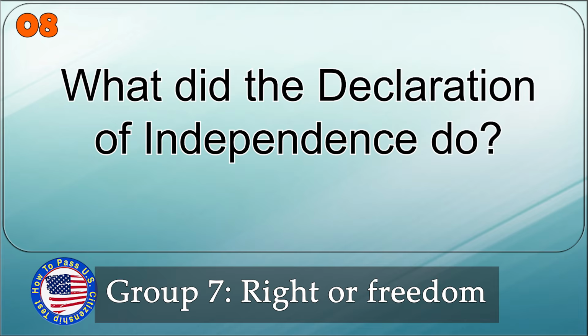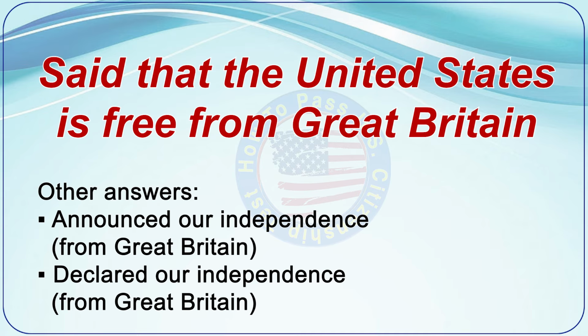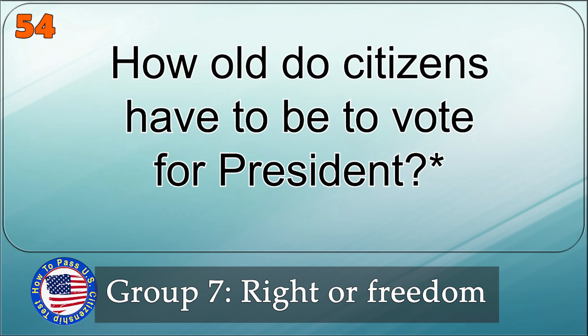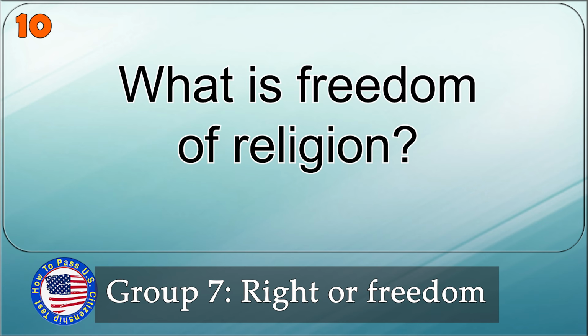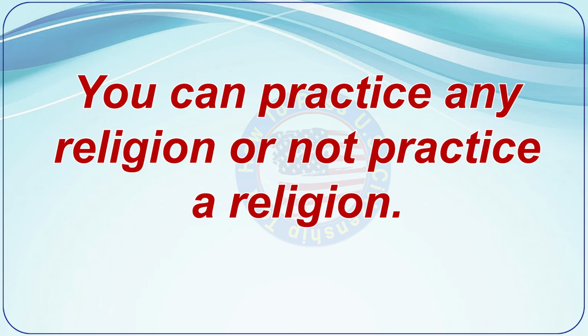What did the Declaration of Independence do? Said that the United States is free from Great Britain. How old do citizens have to be to vote for president? 18 and older. What is freedom of religion? You can practice any religion or not practice a religion.